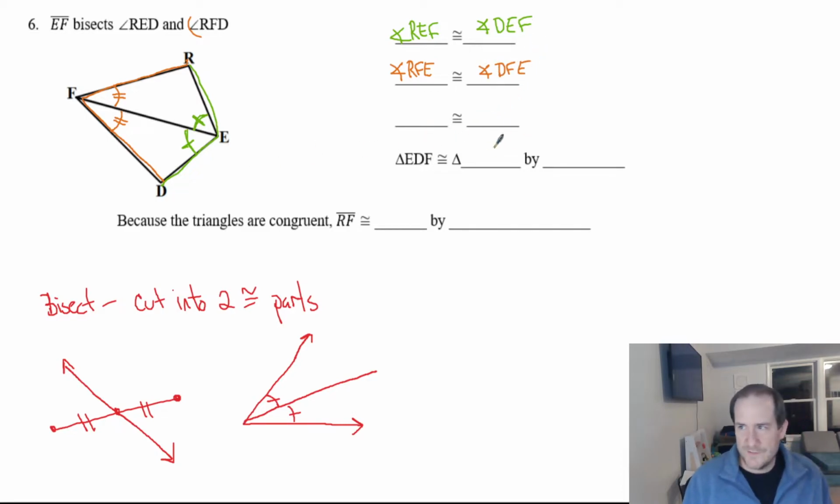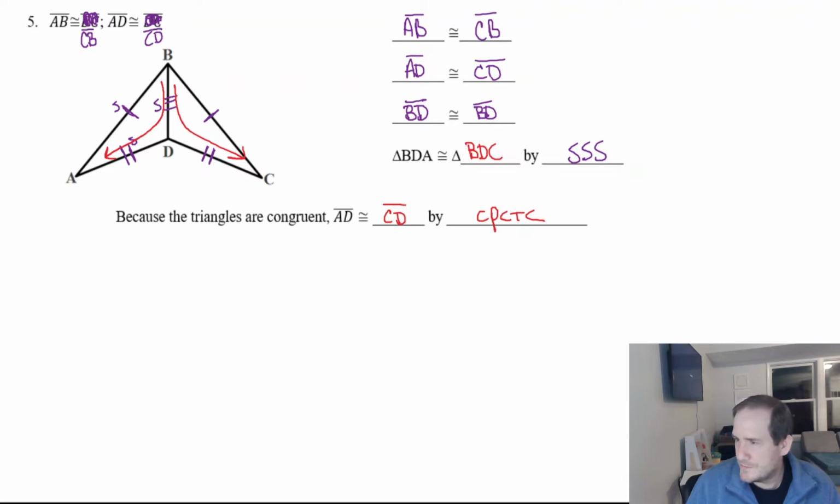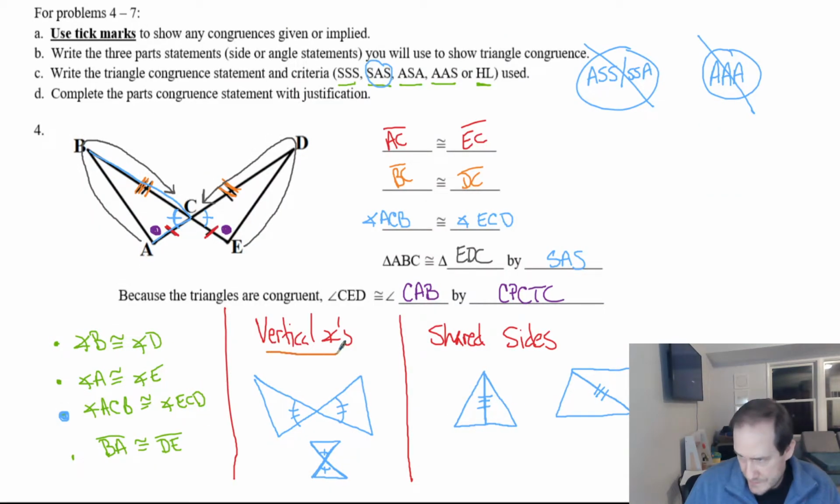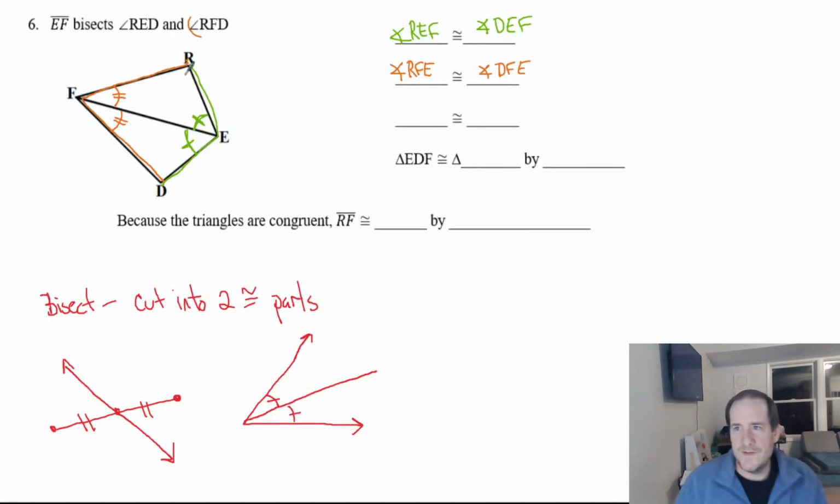Now again, we're out of information. You might want to say, if you've already got these angles, then you would say angle R is congruent to angle D, but again, nope, you can't do that. What are the only two things we can ever actually use? Vertical angles and shared sides. That's it. There's no way to say that these angles are congruent. Looking at this, I don't see vertical angles, but I do see another shared side. So that's what we are going to want to use here.